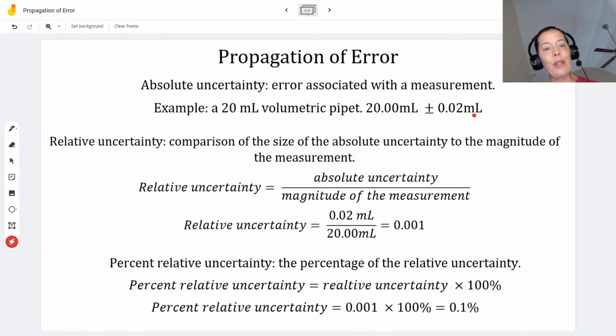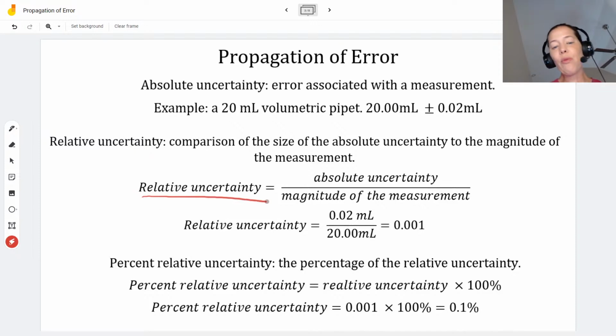That is absolute uncertainty, but we also want to be able to calculate relative uncertainty. Now, when you do a relative uncertainty, we're going to compare the error in the measurement to the magnitude of the measurement. And we actually do this mathematically when I say compare.